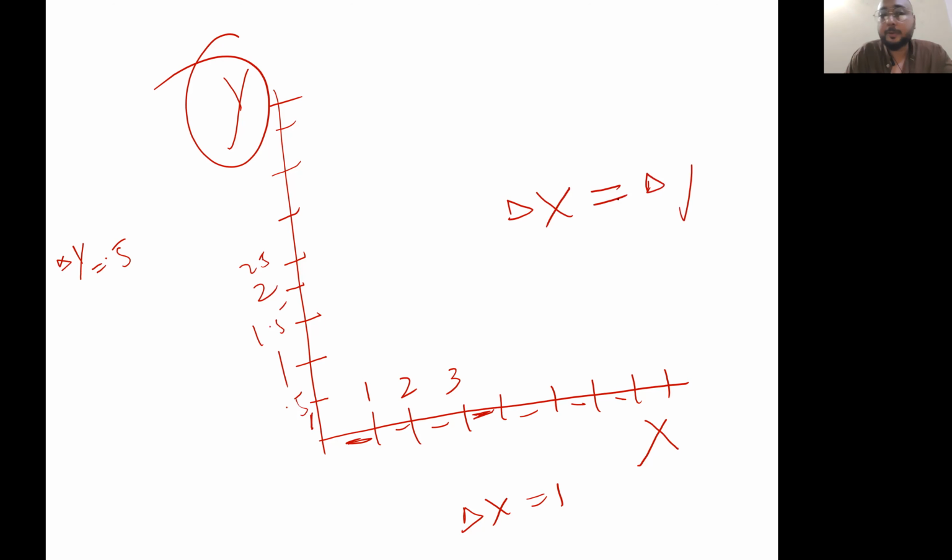Must be equal to the difference between these y's? No, right? It's up to you. But remember, the difference on the x-axis should be equal, and on the y-axis, according to y, it would be equal. So let's go back here.